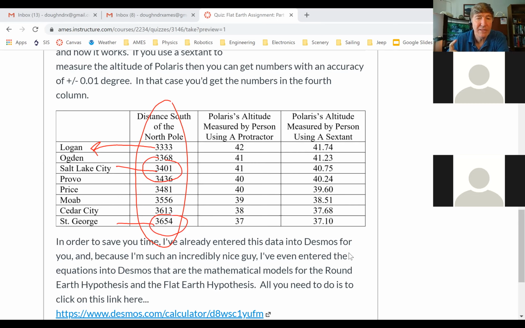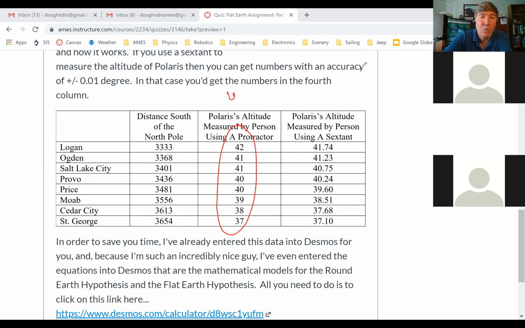So we know the distance from the North Pole. That is going to be our X value. That's going to be our independent variable. And then if we used a protractor to measure the angle, then these are the numbers that we're going to get. Let's call this Y. So we've got our X and we've got our Y.